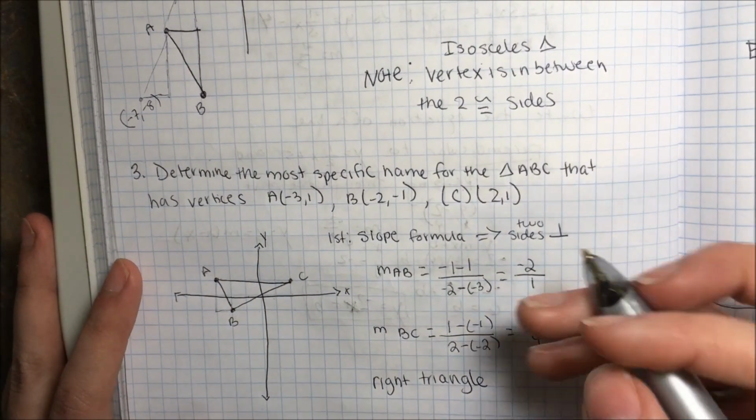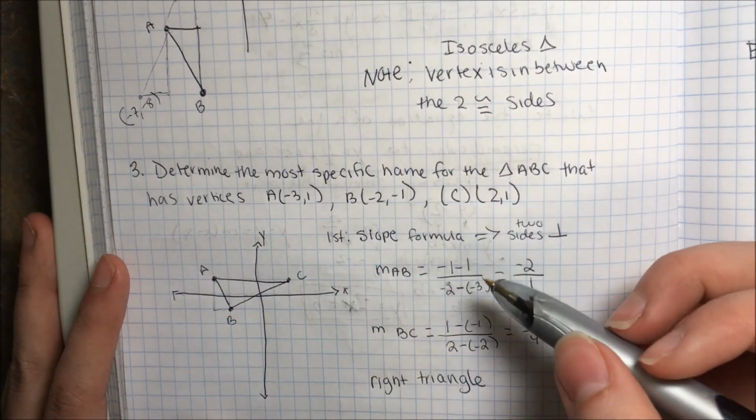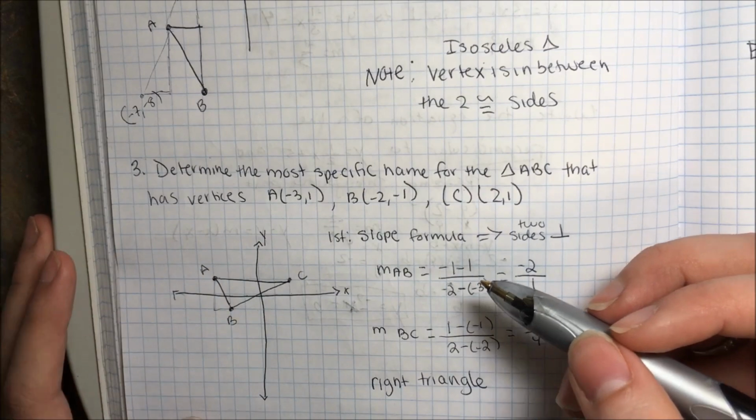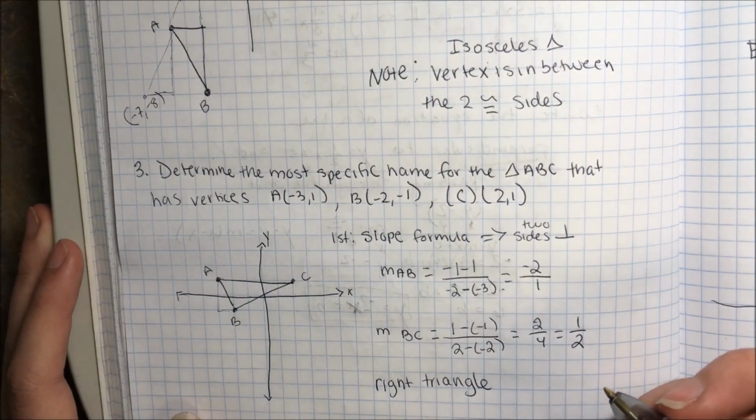If you didn't know this by looking at our triangle, you can also use the distance formula for each length to see if they're the same. If they're not, then we know that it's not isosceles.